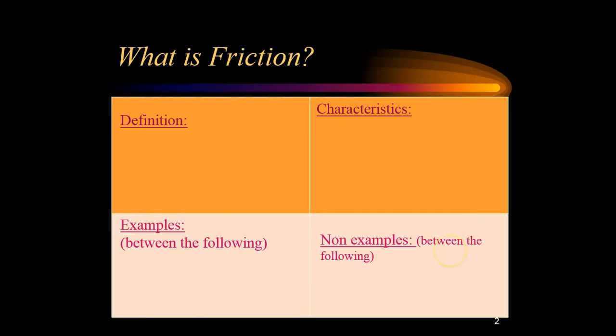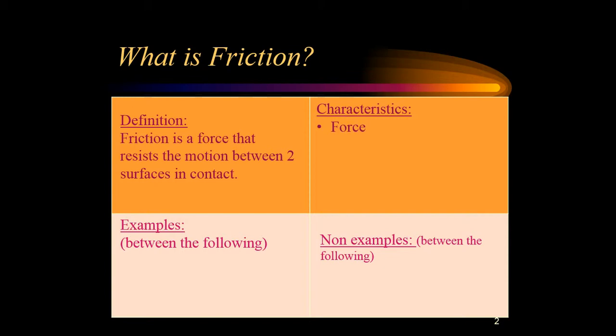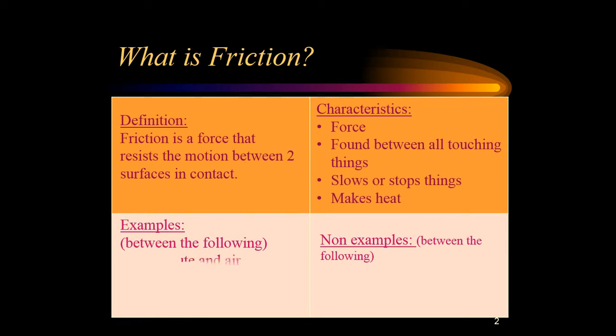Friction. What is friction? Friction is a force that resists the motion between two surfaces in contact. It's a force. It's found between all touching things. It slows or stops things. And it makes heat.